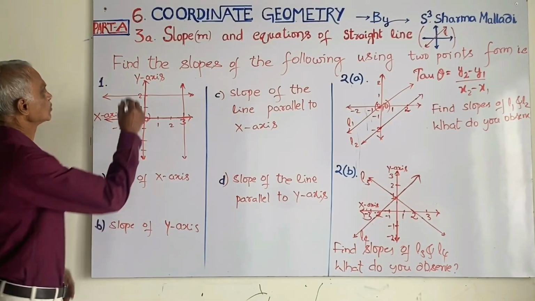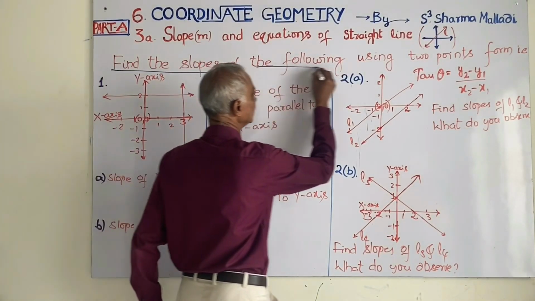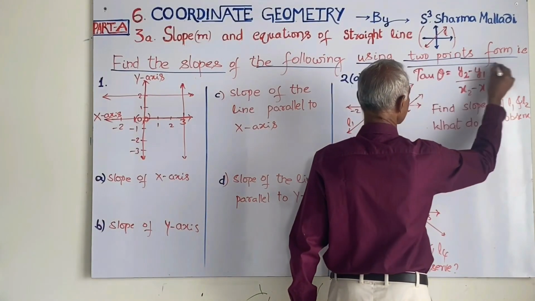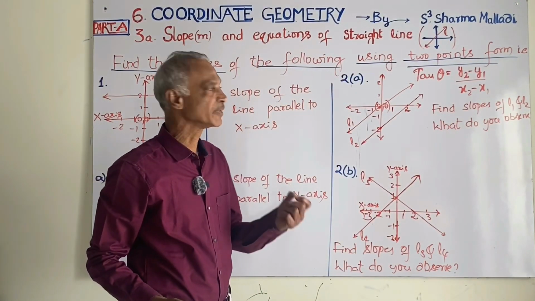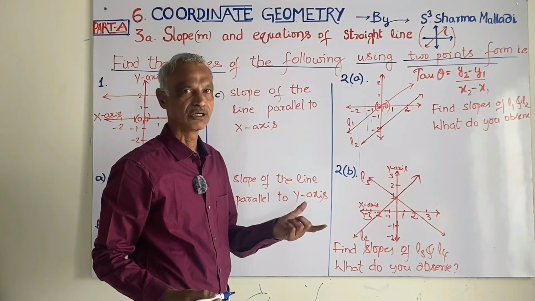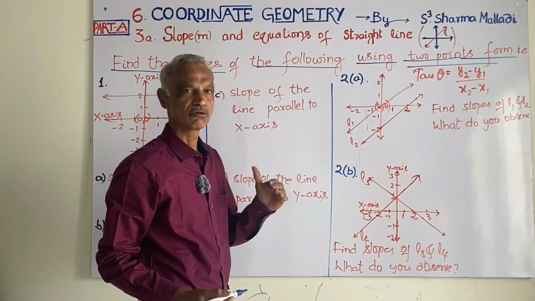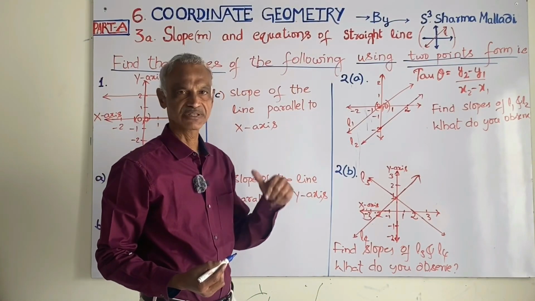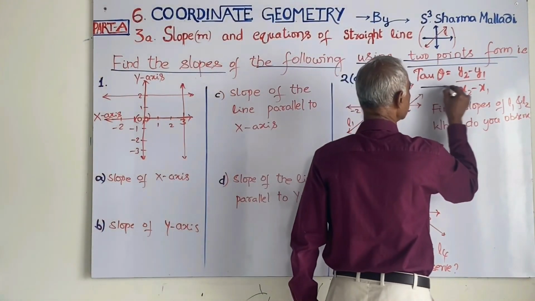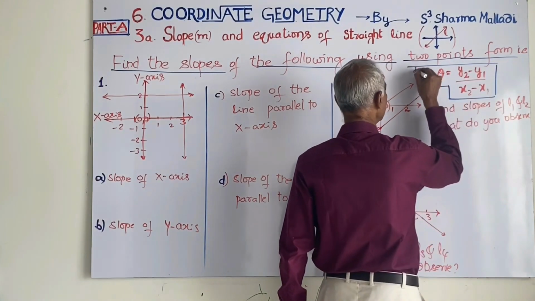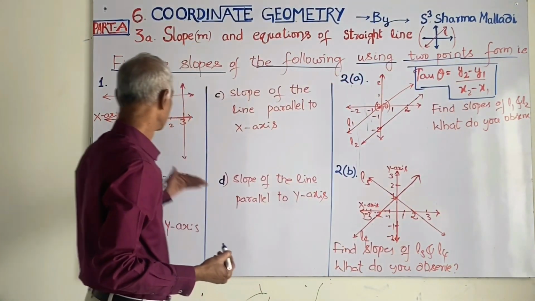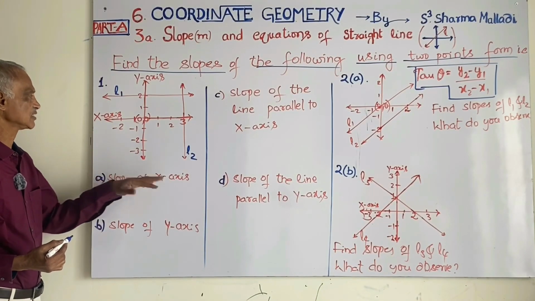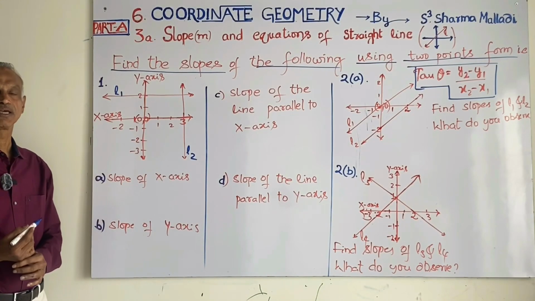Now find the slopes of the following using the two points form, that is tan theta is equal to y2 minus y1 by x2 minus x1, the difference of y coordinates by the difference of x coordinates. You should remember this formula. This is very important. Using this formula we have to solve these questions. Now what is the question? Slope of x-axis. What is the slope of x-axis?